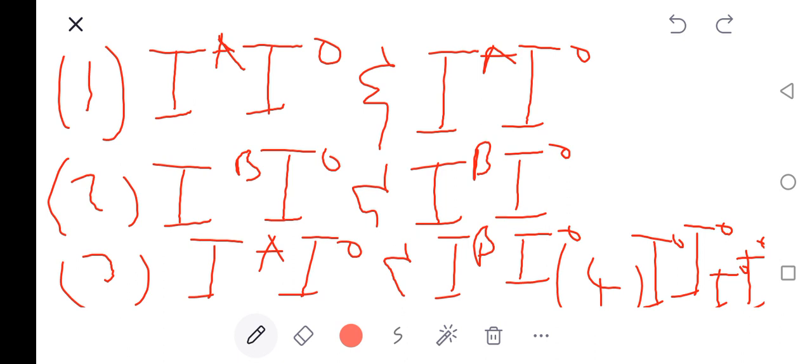So we are done with blood inheritance. Sir, just hold on. On number four, you said IO and IO. And IO and IO. Yes, the mother IO.